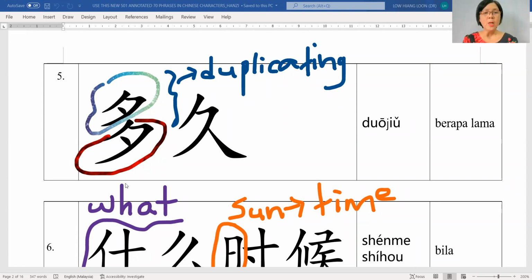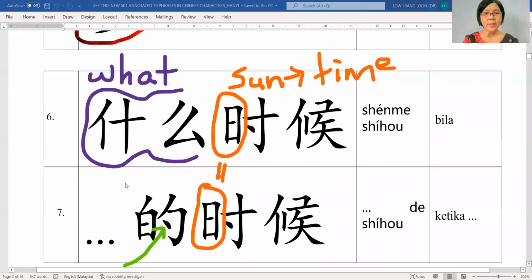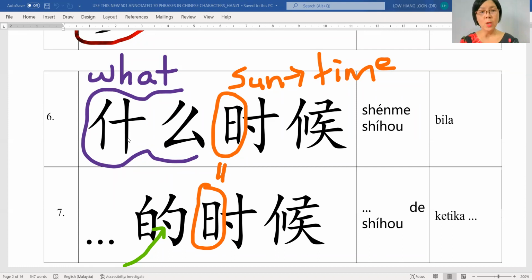Come to the next. You see again the sun radical. So here this is 时候. 时候 means masa or time. And 什么, you have learned this in level 2. 什么 or 为什么, 做什么, all you learned in level 2. So 什么 is what, and with the sun radical is time. So what time? 什么时候? Bila.